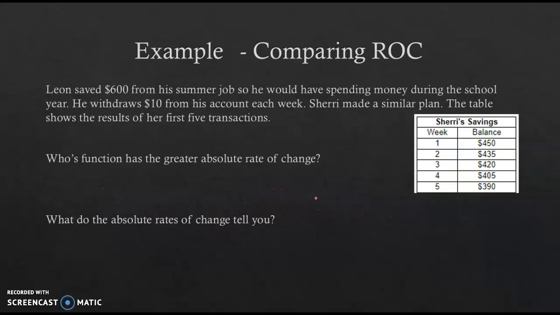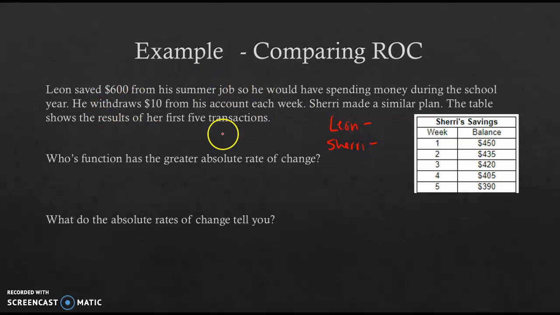All right, so comparing rate of change. Leon has saved $600 from his summer job, so he would have spending money during the school year. He withdraws $10 from his account each week. Sherry made a similar plan, and the table shows the results of her first 5 transactions. So we're going to talk about who has the greater absolute rate of change. First off, we need to talk about Leon's rate of change, and then Sherry's rate of change.